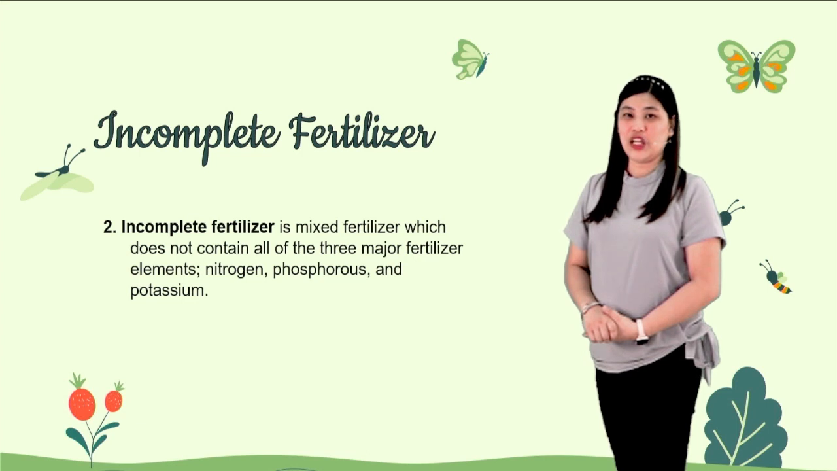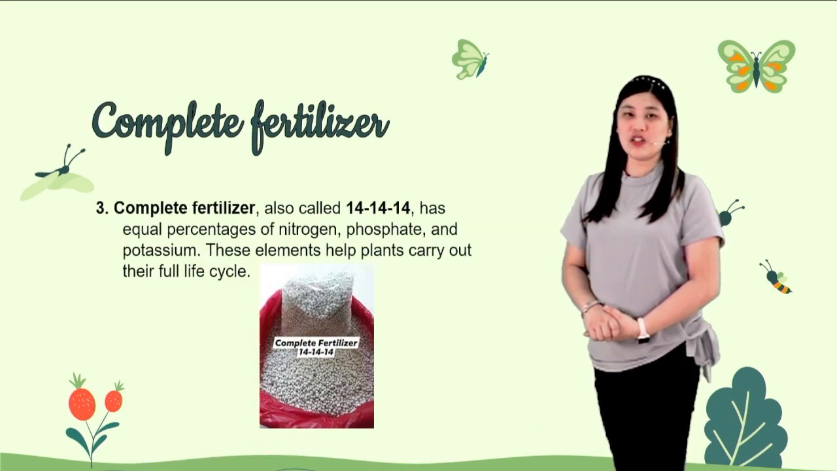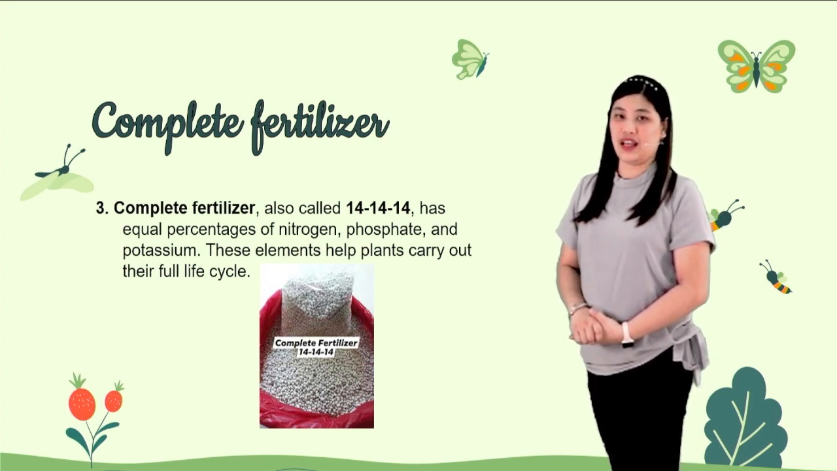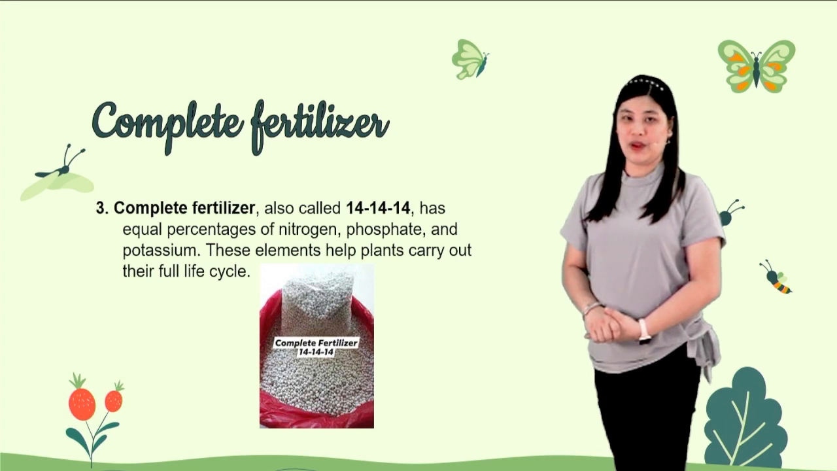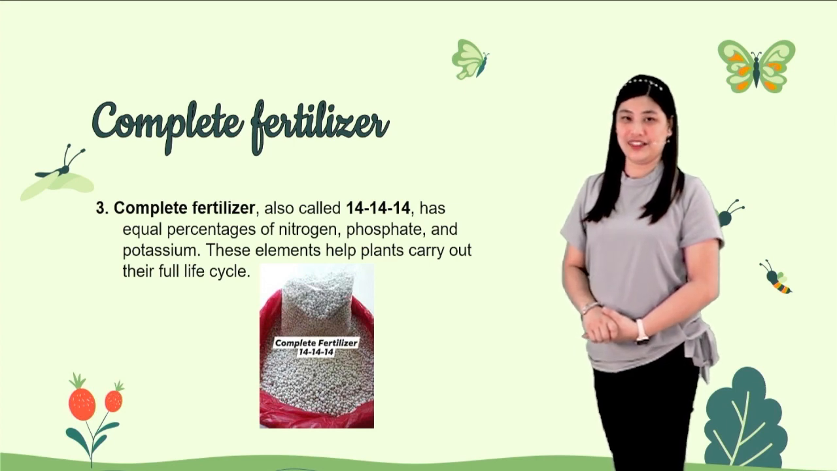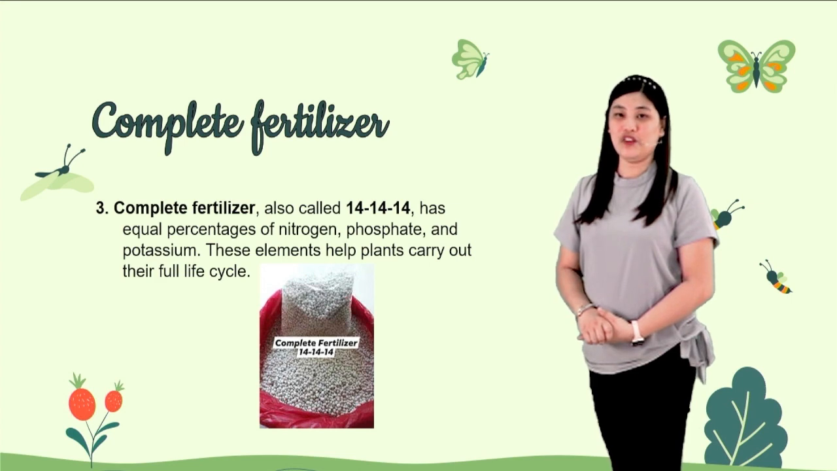And lastly, the complete fertilizer. Complete fertilizer, also called 14-14-14, has equal percentages of nitrogen, phosphates, and potassium. These elements help plants carry out their full life cycle. You can use it on flowering plants or specimens with colorful foliage.